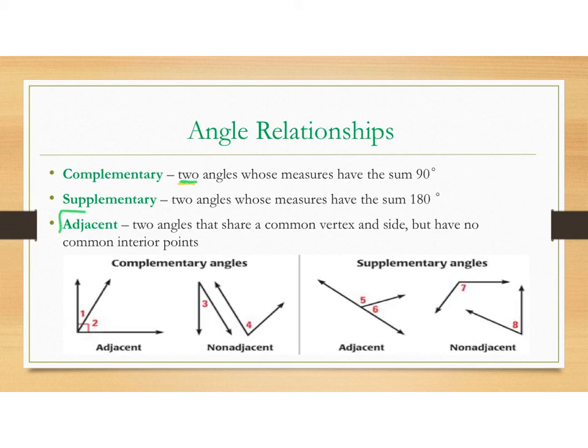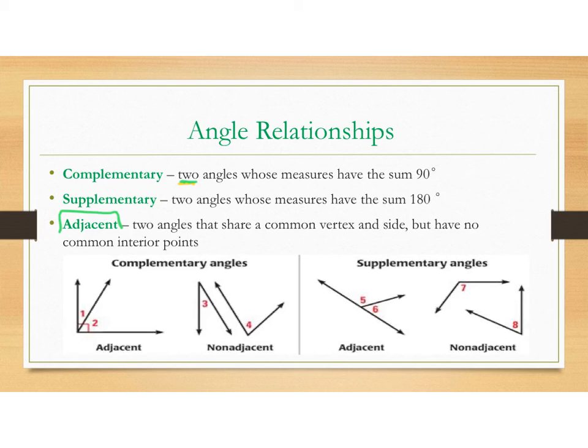Now, notice here the word adjacent. If you think of just the vocabulary term adjacent, the word adjacent means next to. So when I refer to two angles that are adjacent, I'm talking about two angles that are right next to each other. So there are two angles that share a common vertex and a side, but have no common interior points. So they can't overlap.